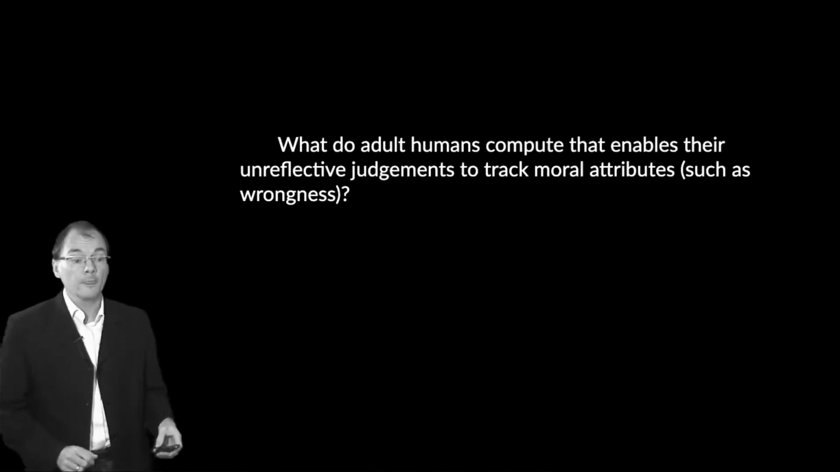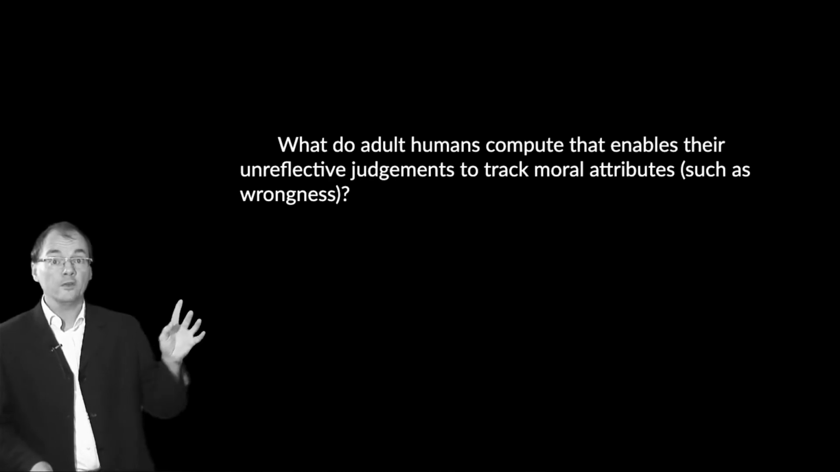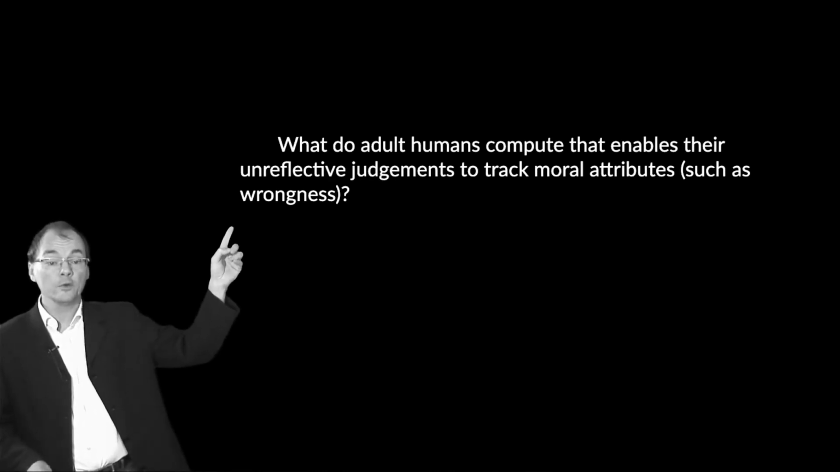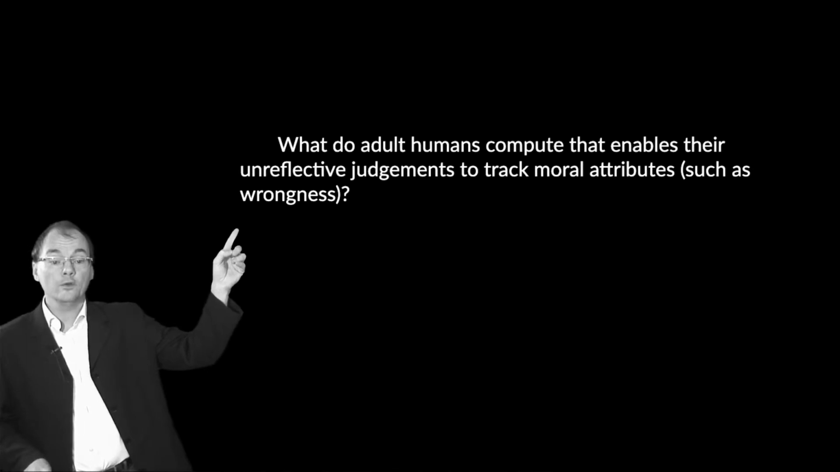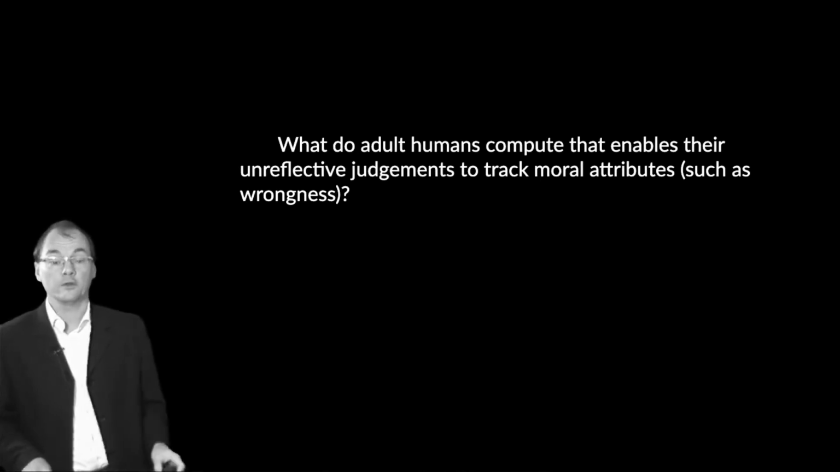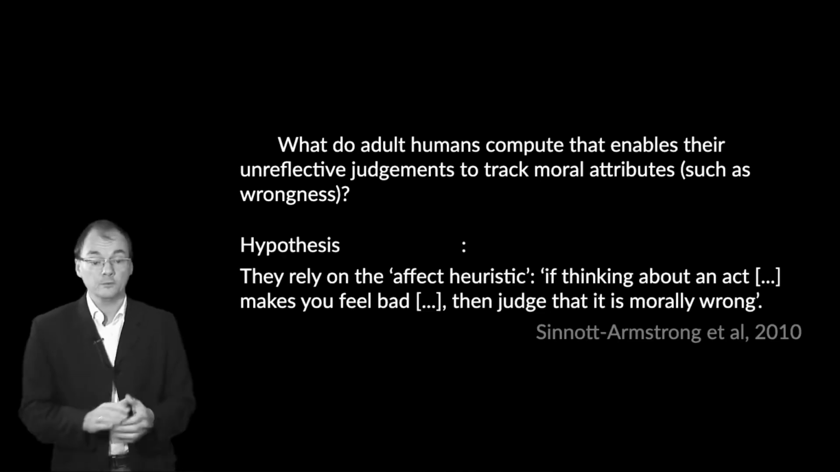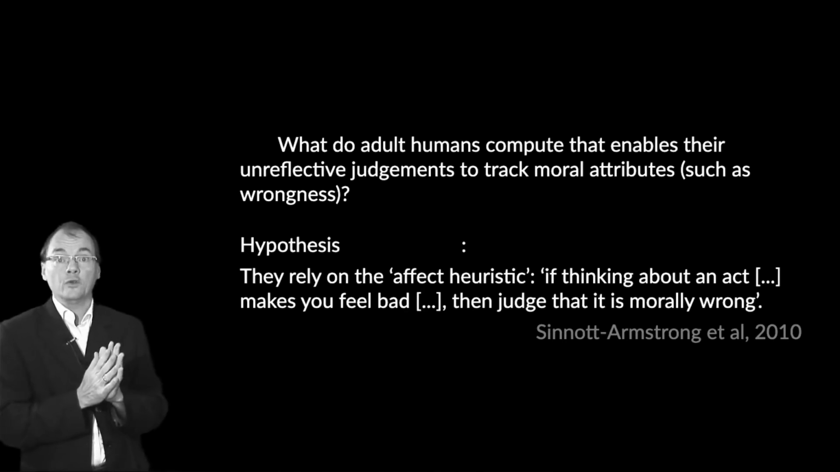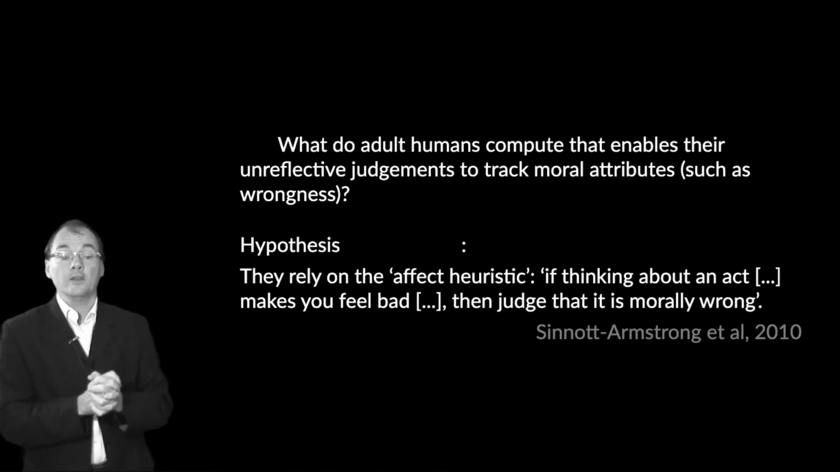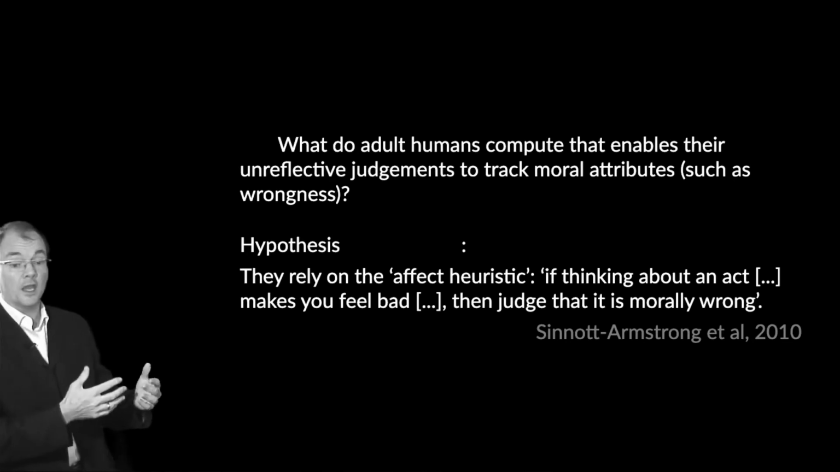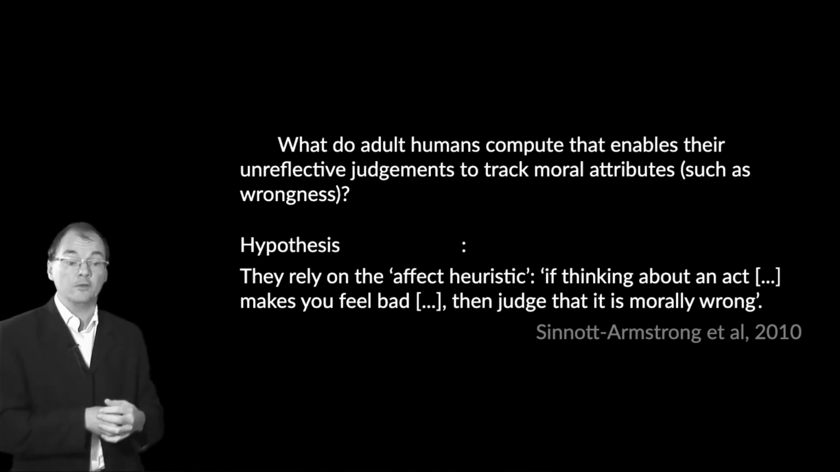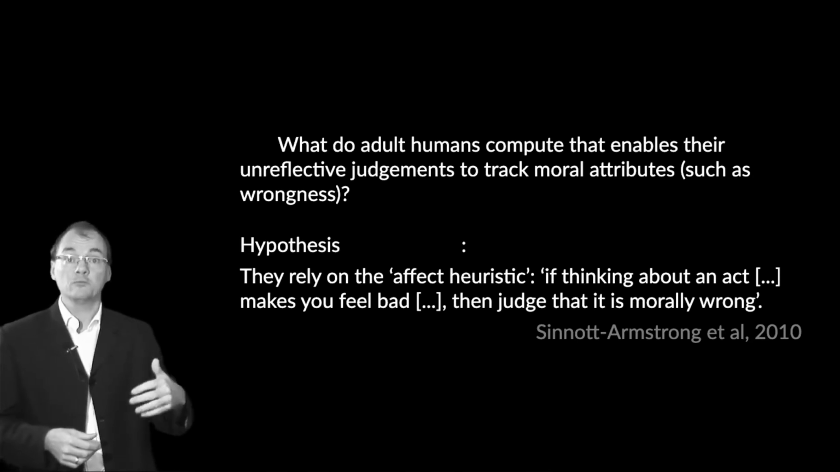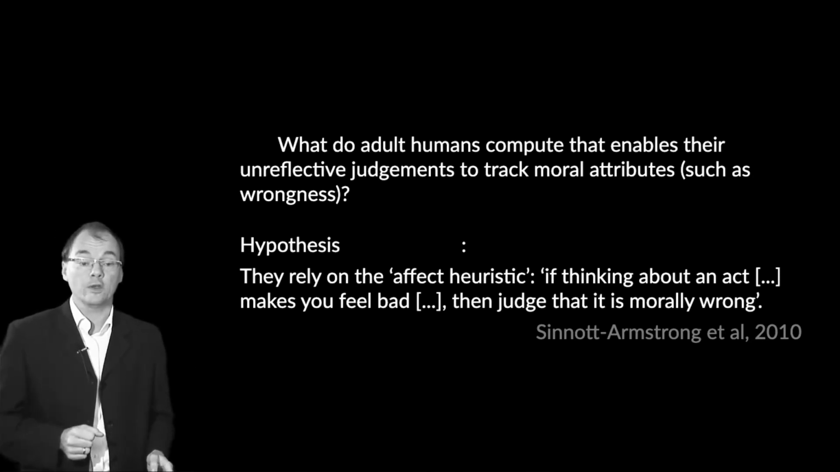So Steve, where are we? Well, we've got a good question. I think this is not completely straightforward to understand, but it's an important question. What do adult humans compute that enables their unreflective judgments to track moral attributes such as wrongness? That's actually our question. And we've got a hypothesis to consider, the first hypothesis. And the hypothesis is that they rely on thinking about how an act makes them feel. So they just do this. If thinking about an act makes you feel bad, or encountering the act makes you feel bad, then you judge it's morally wrong. If it doesn't, then you don't. That's where moral intuitions come from.